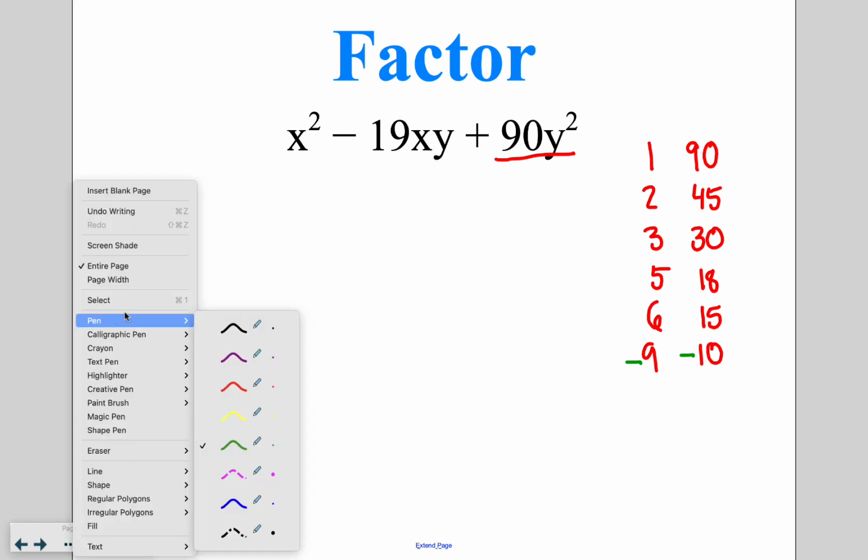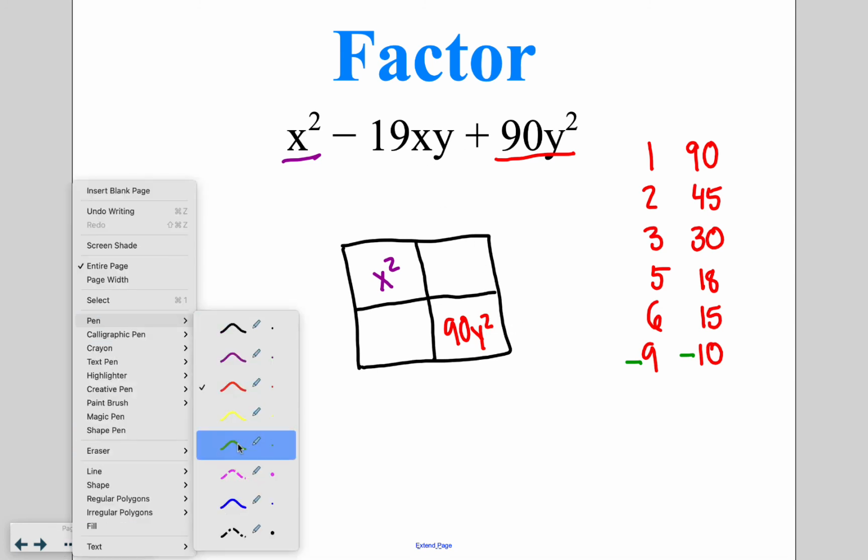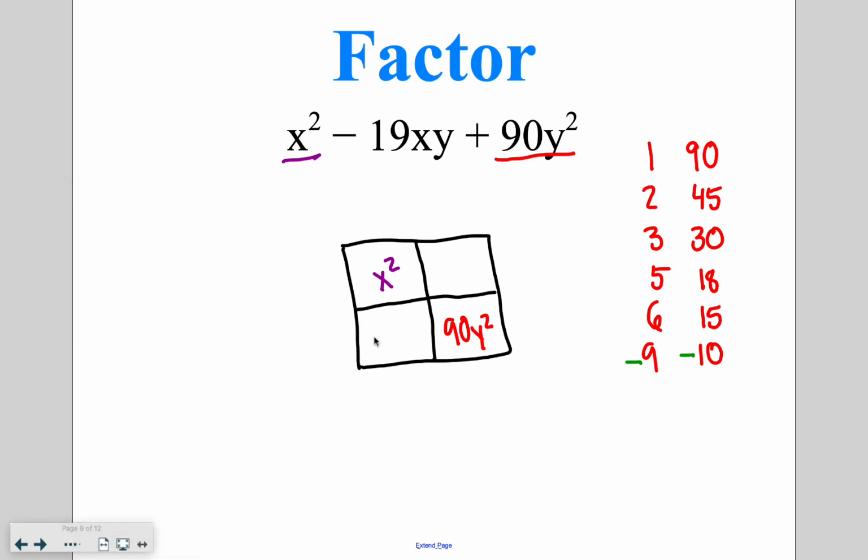So when I start filling in my box now, I've got in the top left corner my front term, which in this case, again, is just x squared. Then I fill in my bottom right with my back term, which is 90y squared. Now, when I fill in that middle part, I have negative 19xy. So I'm going to put negative 9xy in the first box and negative 10xy in the second box. Again, you could flip-flop which one goes in which box.